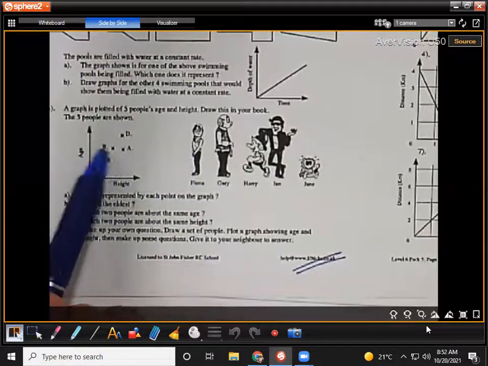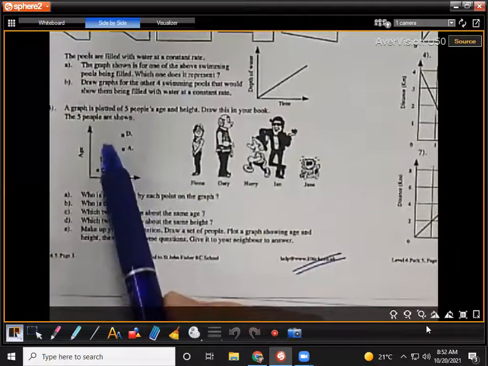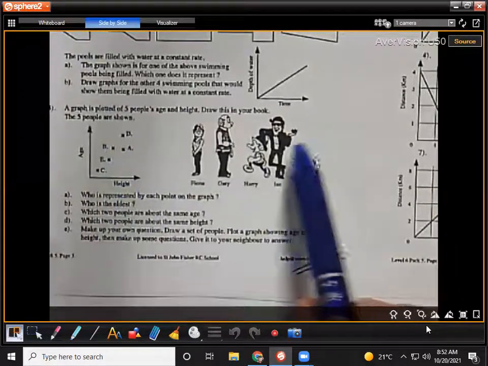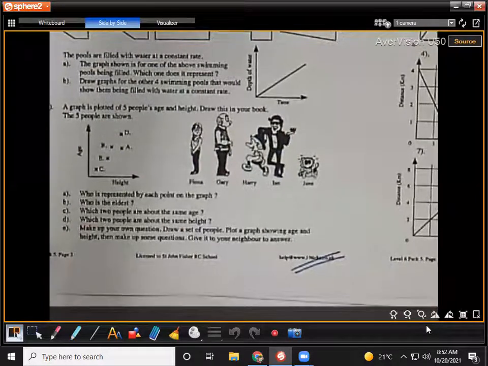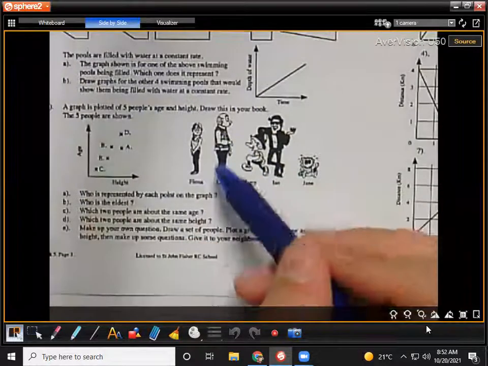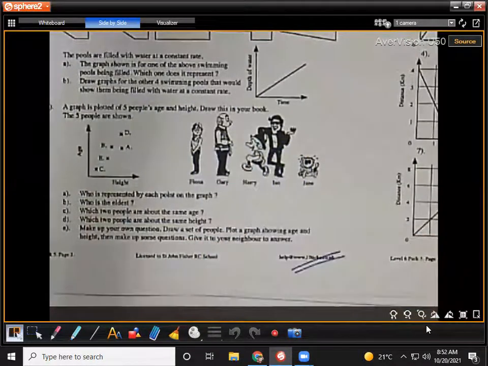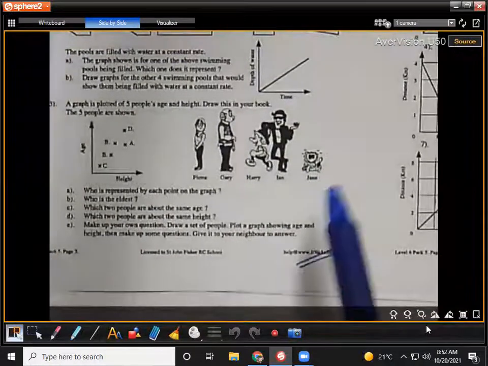Now we can see from here that Fiona is shorter, right? If we're looking at height, Fiona is shorter than Ian, but slightly older. Okay, if we're looking at the point, actually, we can see that she's slightly older than Ian. Right, so then the next questions were just about specific people.